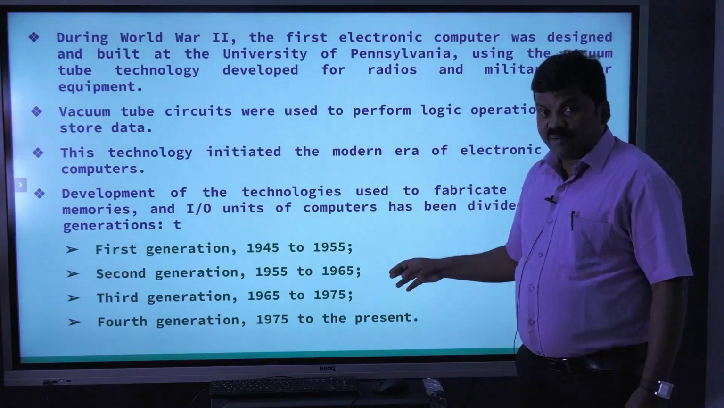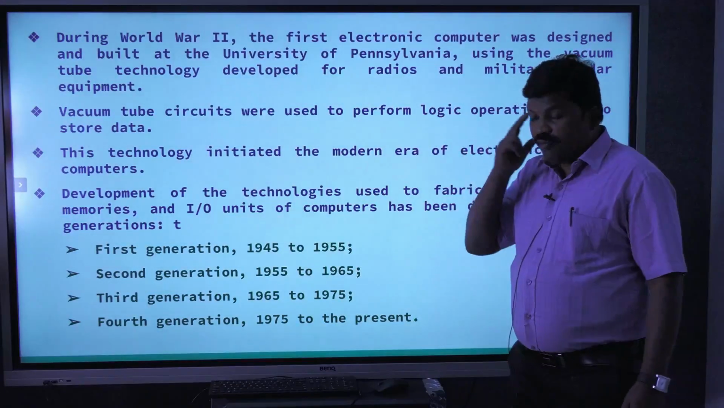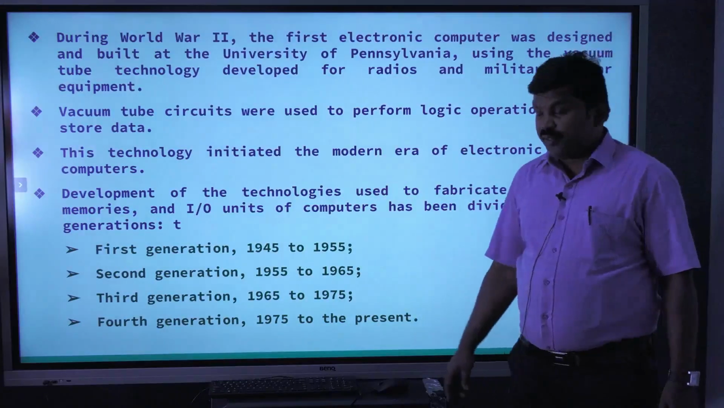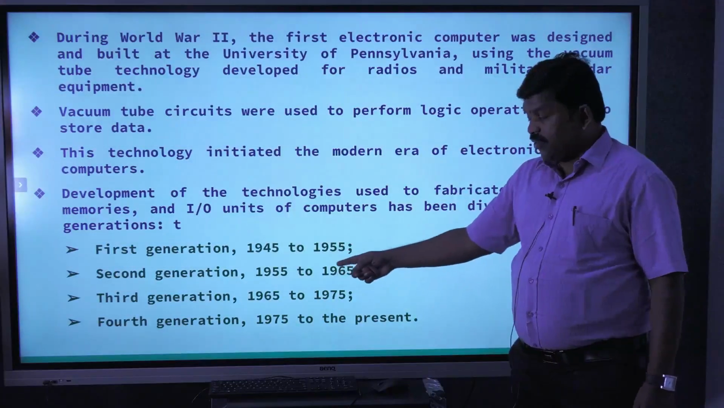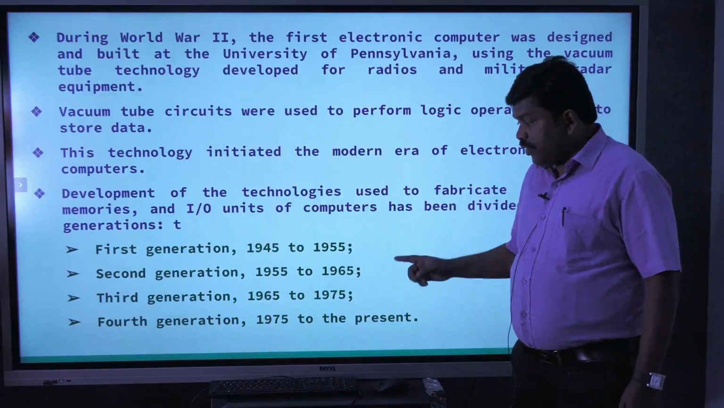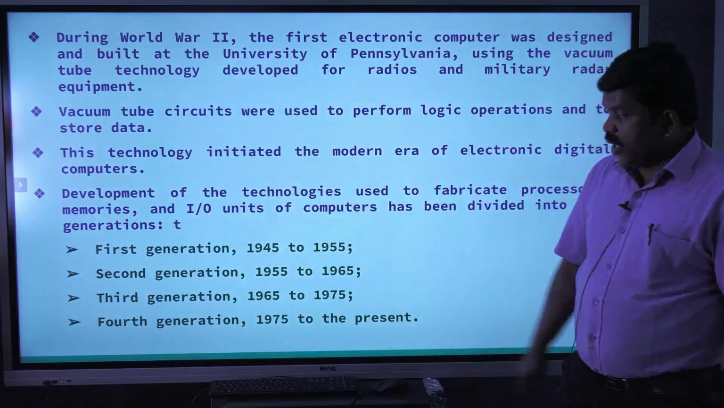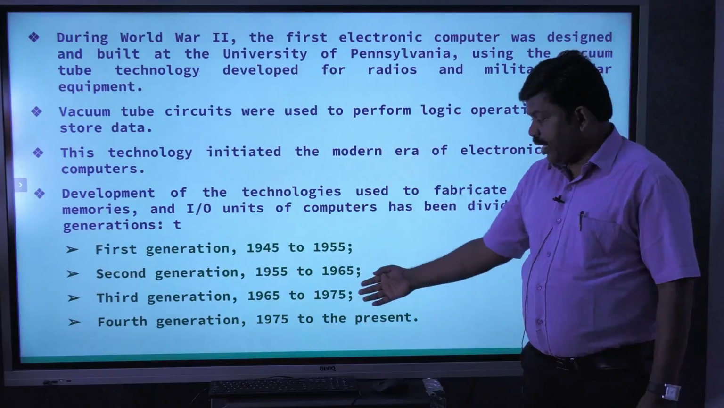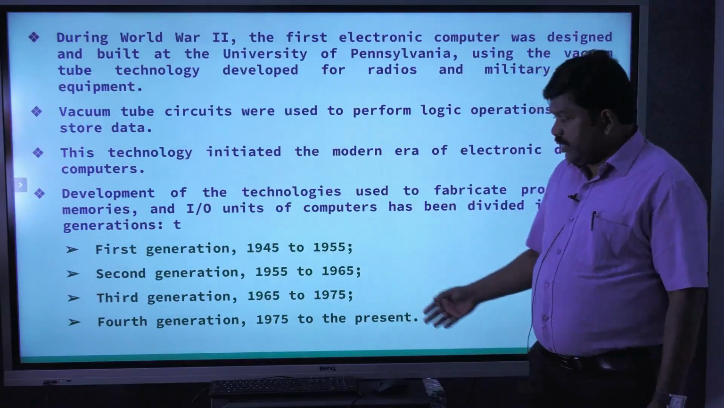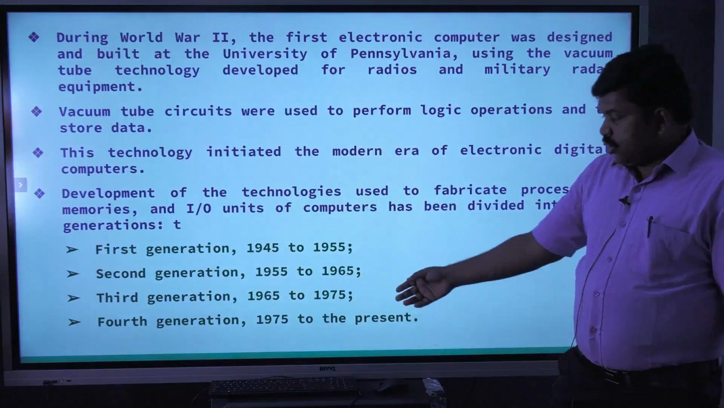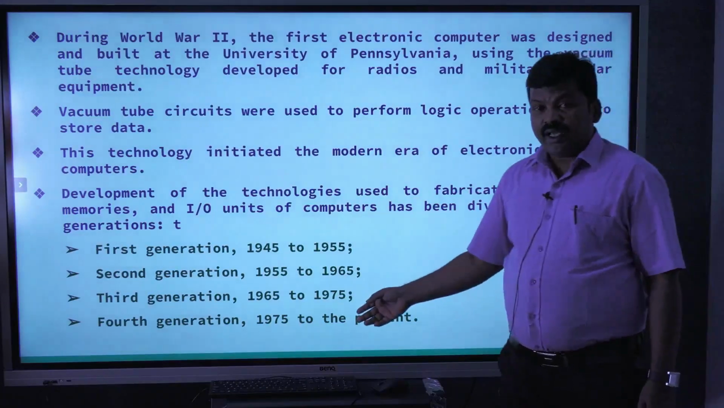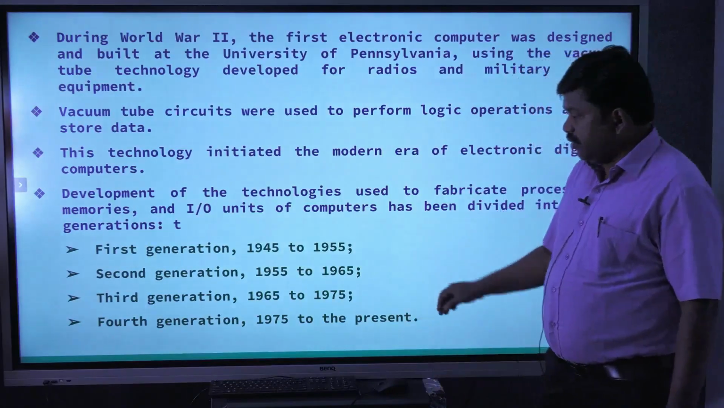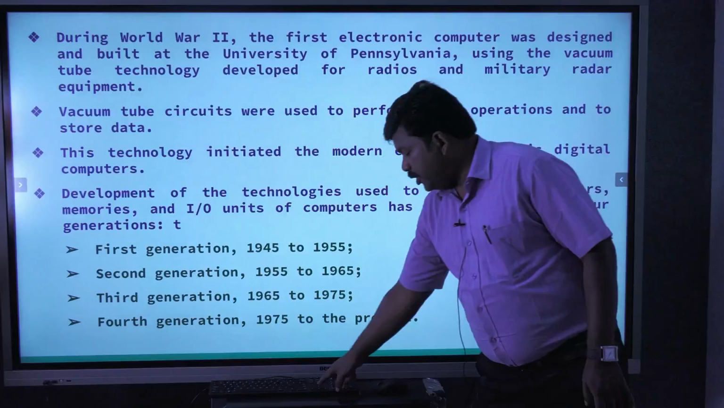The first generation computers range from 1945 to 1955. After that, all the computers developed between 1955 and 1965 are called second generation computers. Third generation computers range from 1965 to 1975. The fourth generation computers started from 1975 and continue until now. So we are still in the fourth generation of computers.